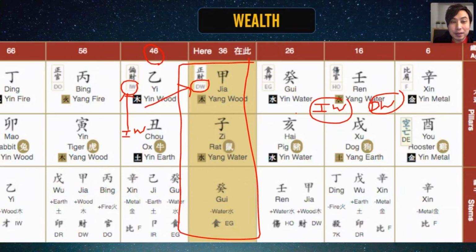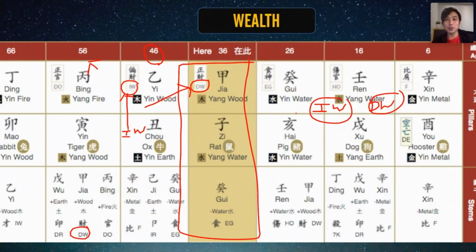And how about 56? If you look at the 56 pillar here, this person is also going through direct wealth. Do you see it here? Right? So almost like 30 years of wealth luck. Okay, so let me clarify this first.